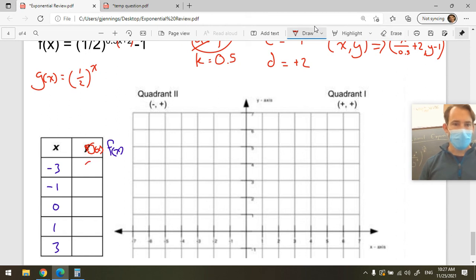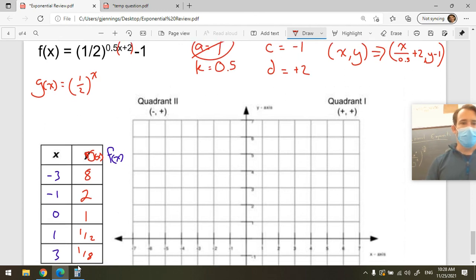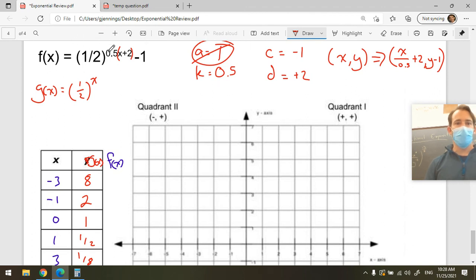Okay. This is 8. This is 2. 1/2 to the negative 1, 2. 1/2 to the 0, 1. 1/2 to the 1, 1/2. 1/2 to the 3, 1 over 8. Yep. You get that. I just plug in values of x here. This is my g of x, 1 over 2 to the x. And that's the parent function of this bad boy.